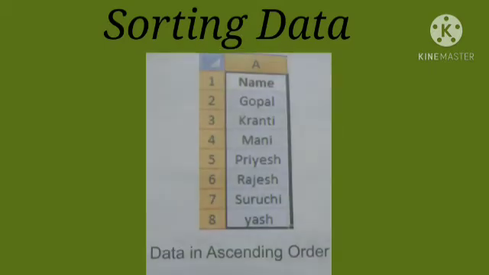Click on the Sort Ascending button, A to Z, in the Sort and Filter group from the Data tab. The data will now be sorted in the selected column in ascending order, meaning names come A to Z wise.